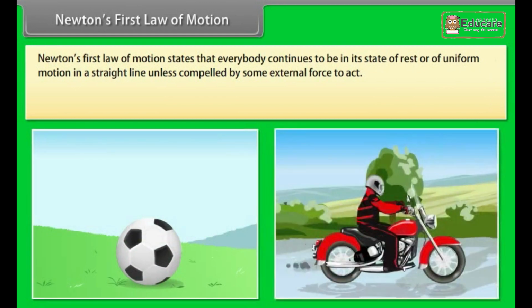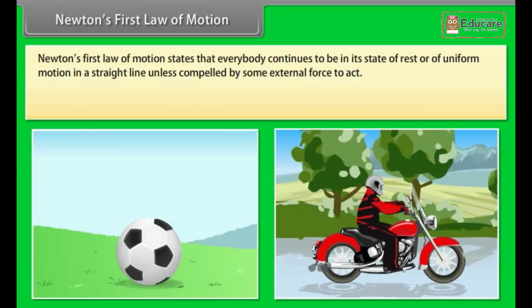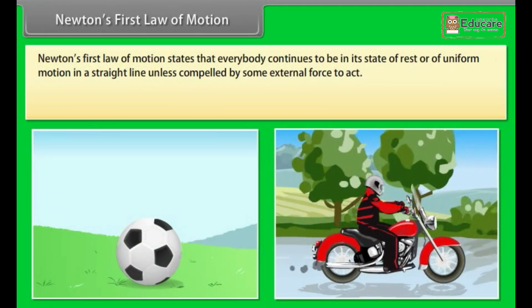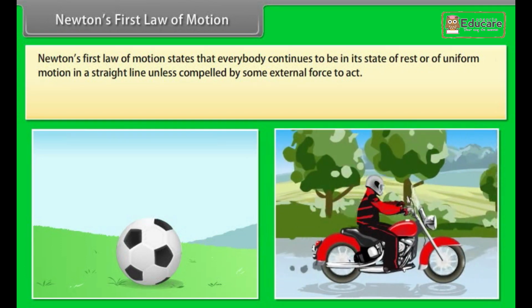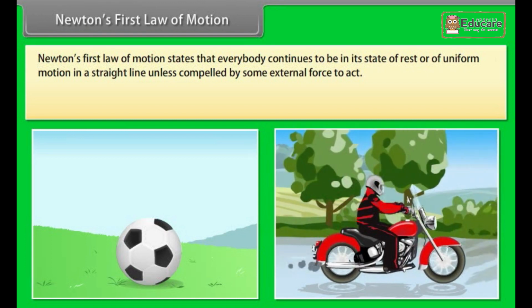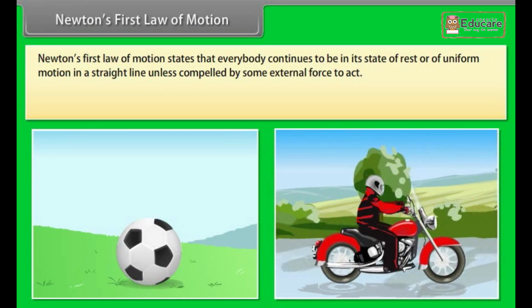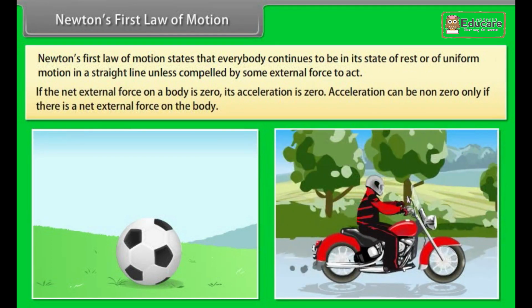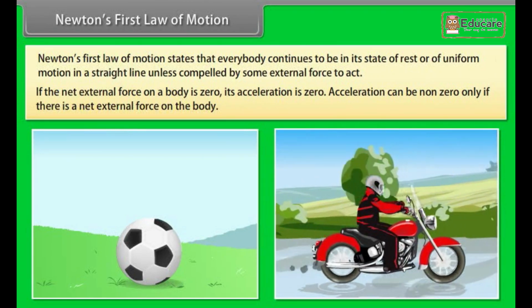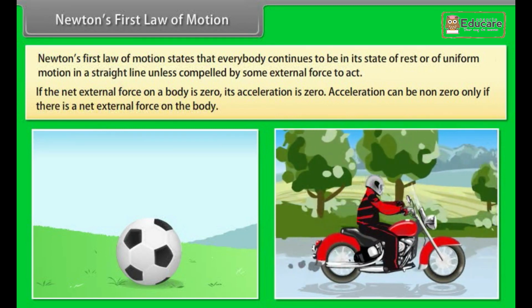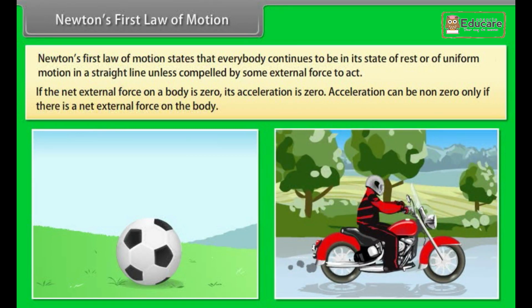Newton's first law of motion. Newton's first law of motion states that every body continues to be in its state of rest or of uniform motion in a straight line, unless compelled by some external force to act. If the net external force on a body is zero, its acceleration is zero. Acceleration can be non-zero only if there is a net external force on the body.